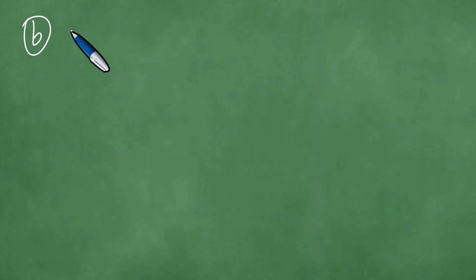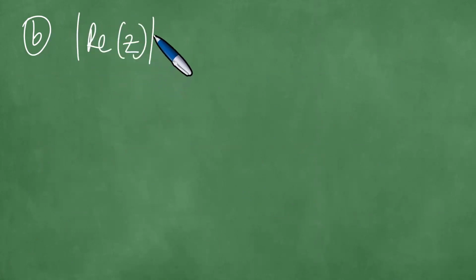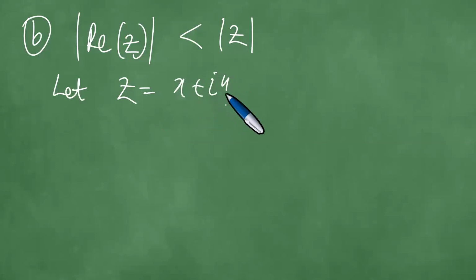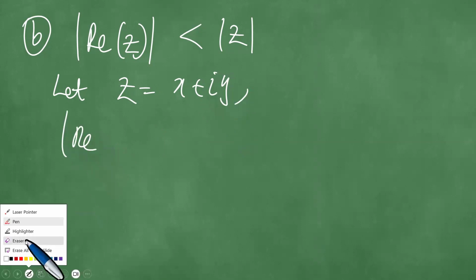So now here, if you look at the modulus of real z is less than the modulus of z. If you let z be x plus iy, so that you have the real z.